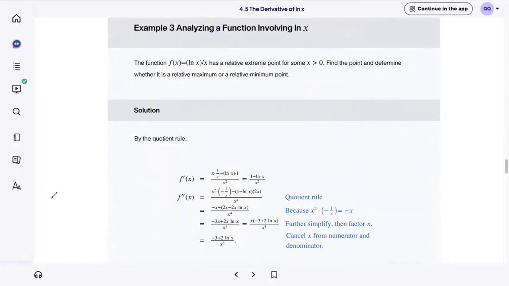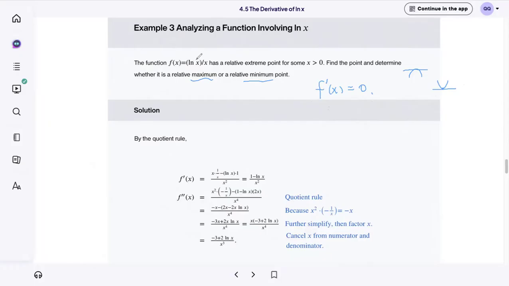Example 3 is saying the function f of x equals ln x divided by x has a relative extreme point for some x greater than 0. Find the point and determine whether it's a relative maximum or relative minimum. Remember, for either one, the derivative of the function has to be 0, because the slope of the tangent line for a maximum or a minimum is 0. Slope is 0, it's a horizontal line, a constant function, it will never change.